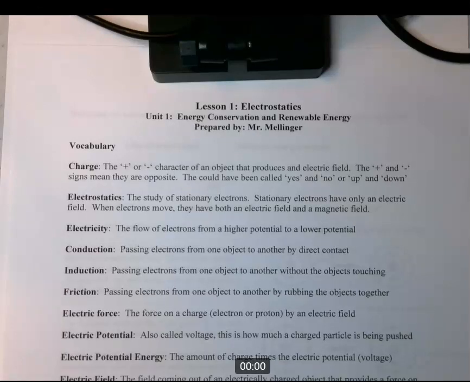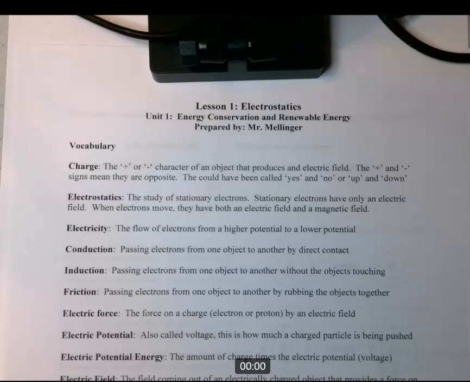So here we go. This is lesson 1, so vocabulary. Charge is the plus or minus character of an object that produces an electric field. The plus and minus signs mean they are opposite. They could have been called yes and no or up and down. So negative is not inferior in any way to positive. It just means that it's the opposite.